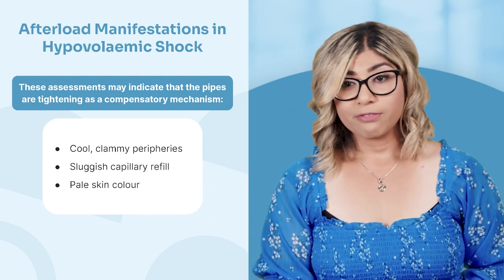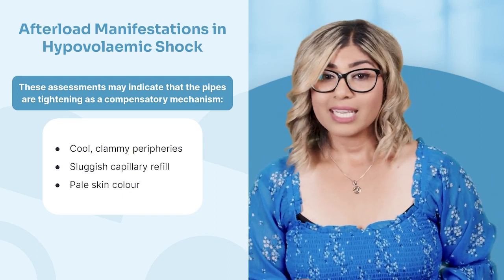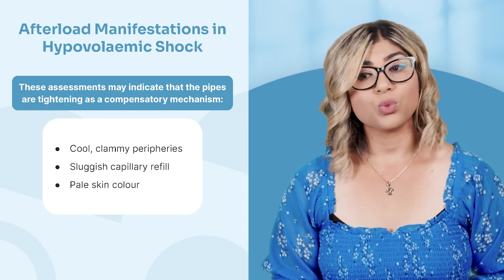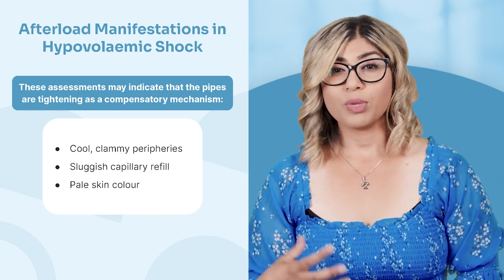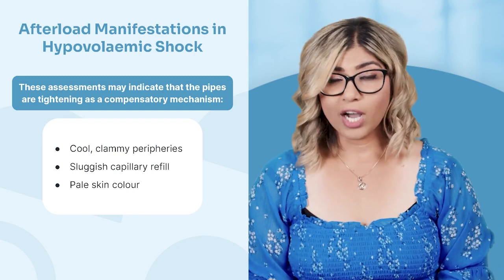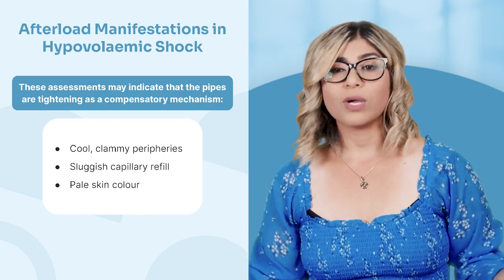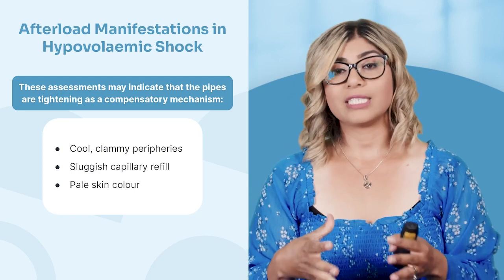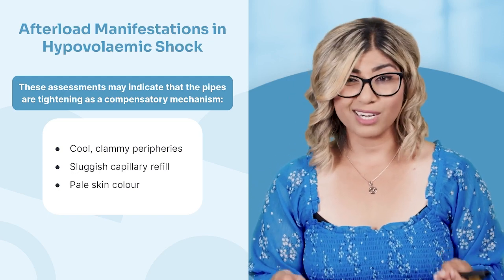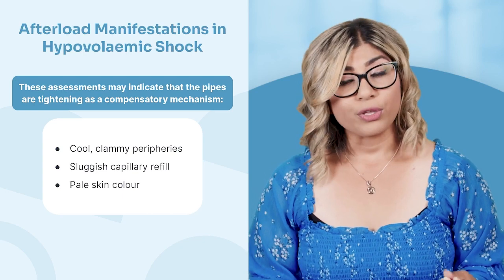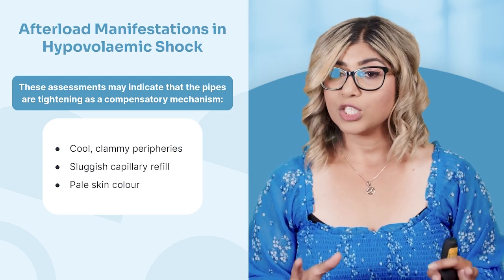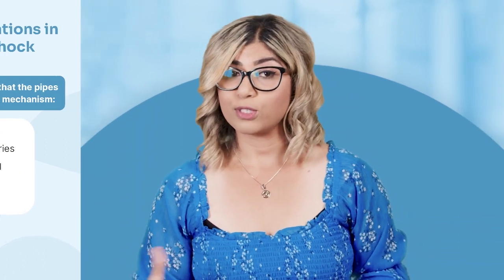Sluggish capillary refill and pale skin color indicate there isn't a lot of residual blood in the peripheries as it's all being shunted centrally. So when we think about pipes being tightened, just think about blood being moved away from the peripheries into our central organs. Our fingertips are going to feel cool. Everything is going to feel a bit slower. That refill is going to be a bit slower because you don't have much blood sitting in that peripheral space.